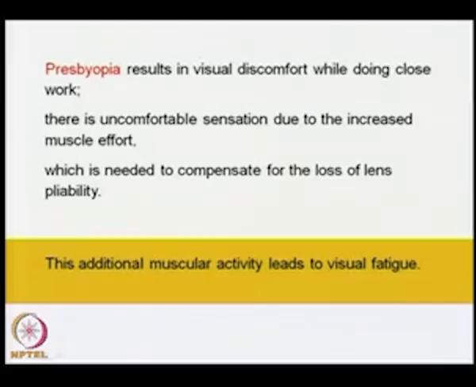Presbyopia results in visual discomfort while doing close work. There is an uncomfortable sensation due to the increased muscle effort, ciliary muscle effort and other muscle effort, which is needed to compensate for the loss of lens pliability. This additional muscular activity leads to visual fatigue. We need to consider these aspects in creating any visual atmosphere.